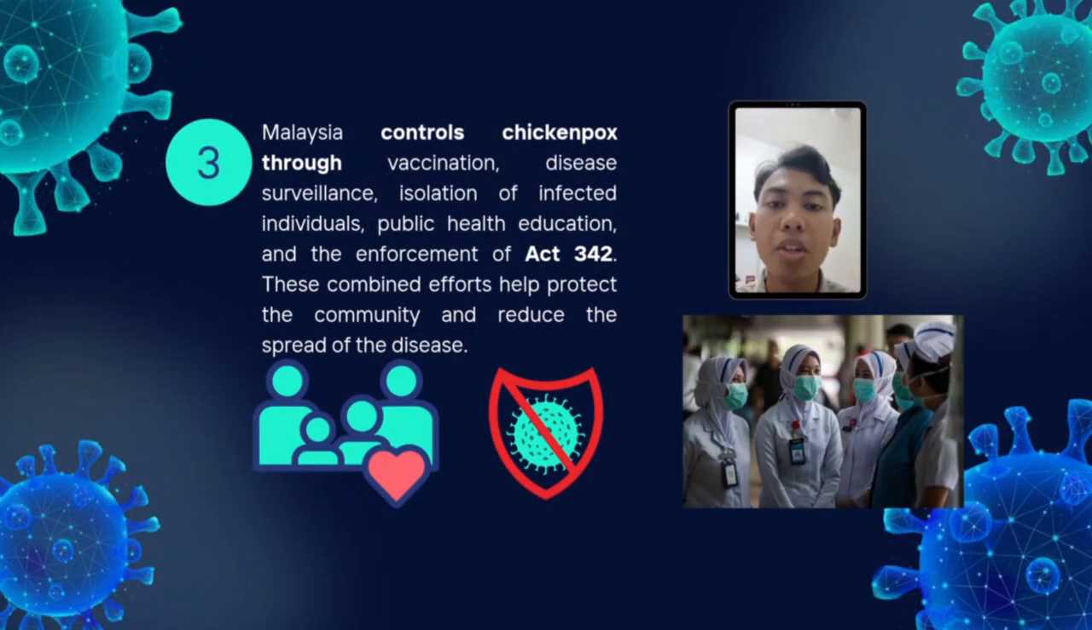Finally, Malaysia also uses public health strategies such as disease surveillance, isolation of infected individuals, and public health education. Disease surveillance helps monitor and detect new cases. Isolation prevents the infected individual from spreading the virus to others, and the last one, health education, raises public awareness about prevention and proper hygiene practices.